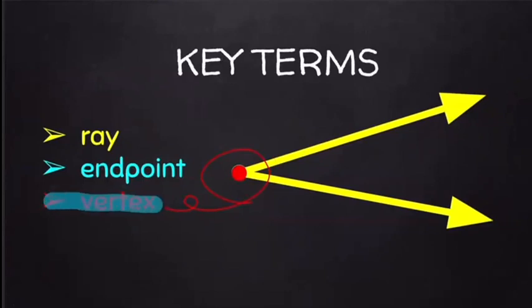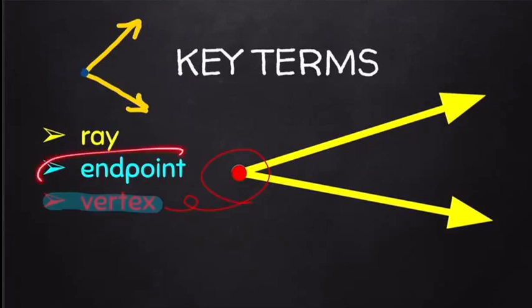So the next key term would be the vertex. Okay, and basically the vertex is just two endpoints. Okay, because you can see we have two rays. There's one ray there and there's another ray here, and both of them have their own endpoints. So the vertex is where the endpoints meet each other.